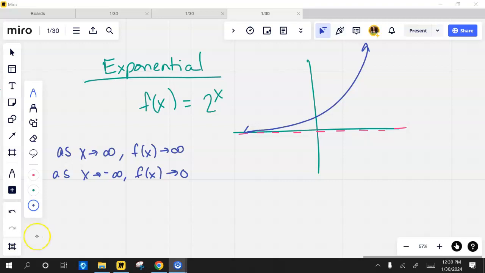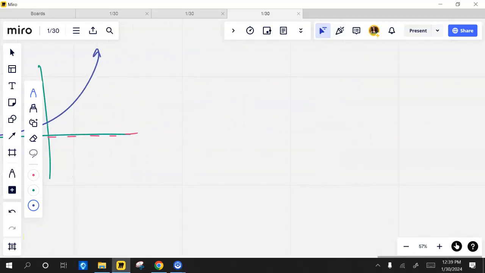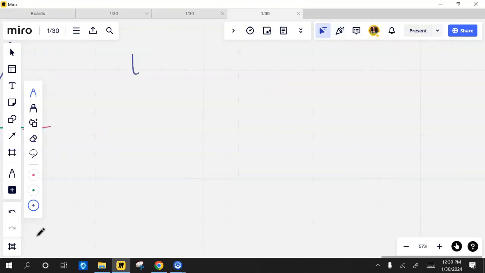Logarithmic. I don't have any. He said you can't protest. You can't protest. Hey. Thank you, Miguel. I heard you say. All right, logarithmic parent function.